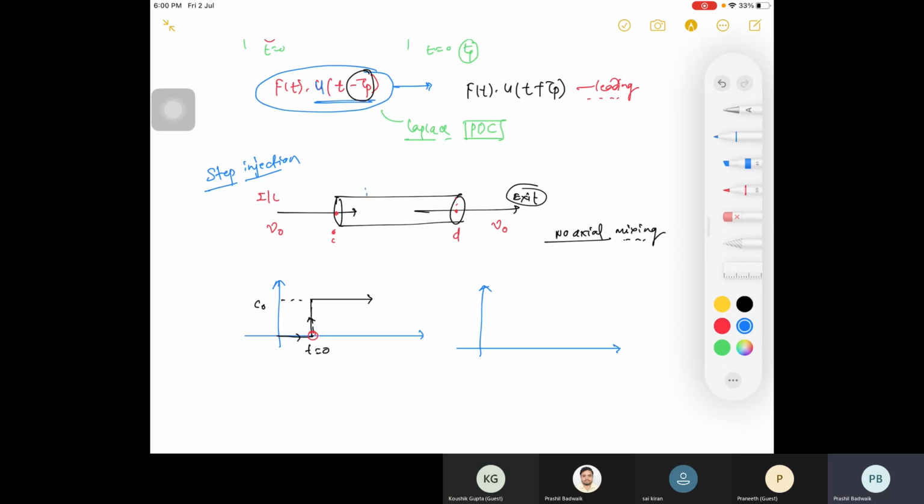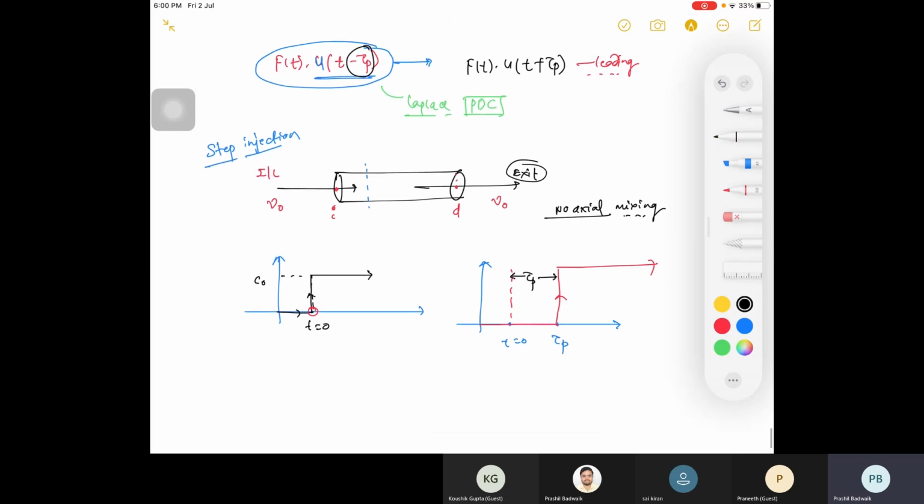A water molecule that has entered at any time t at the inlet will come out as it is, but after covering tau p, right? So what I can write here, suppose this is your t equal to 0 point and this is your tau p, so you will get the same profile just after tau p time. So this is your profile at the exit of the reactor, and this is your time lag tau p, right? This profile you are getting.